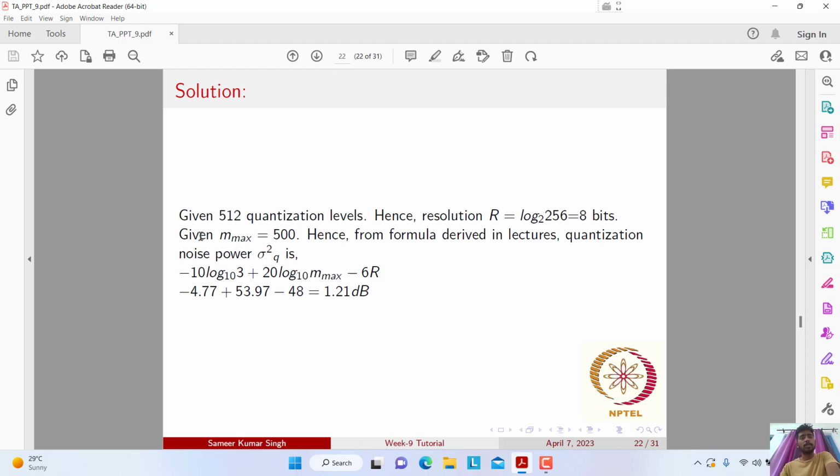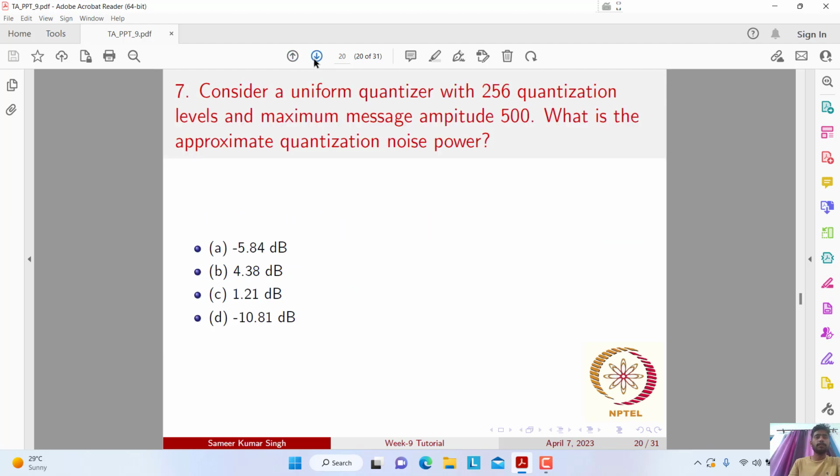Now we have the maximum amplitude of the message signal, that is 500. The quantization noise power is minus 10 log 10 of 3, plus 20 log 10 of M max, minus 6R. Just put in the values and use your calculator. R is 8 and M max is 500, so it becomes 1.21 dB. So the answer will be C part.